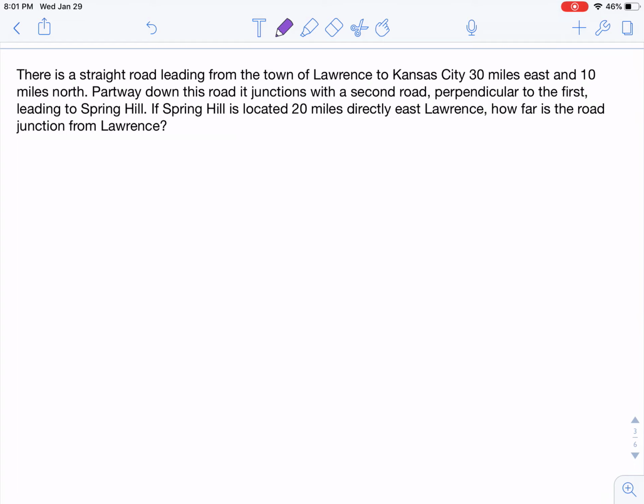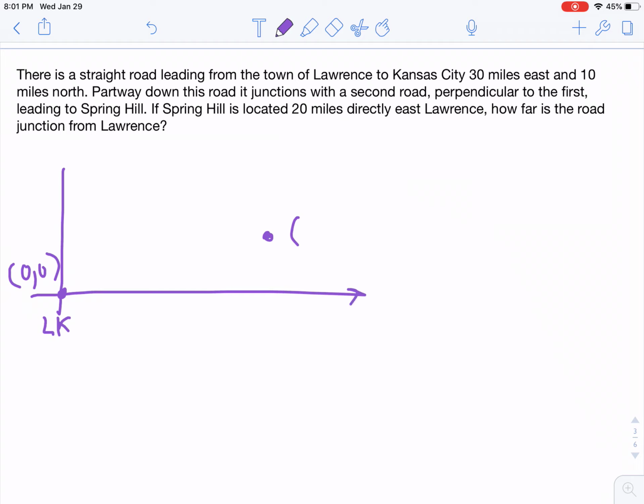So let's draw a little picture. So here's Lawrence. Lawrence is 30 miles east and 10 miles north. So let's pretend Lawrence is here at 0, 0. Let's say there's a little graph here. If I've gone 30 miles east and 10 miles north, then this point is located at 30, 10. And this is KC.